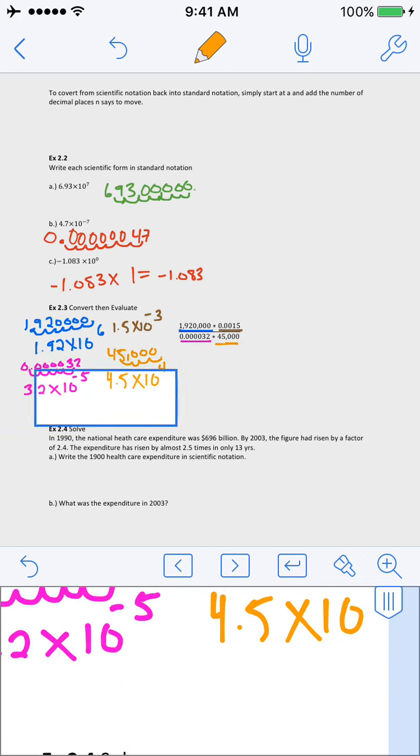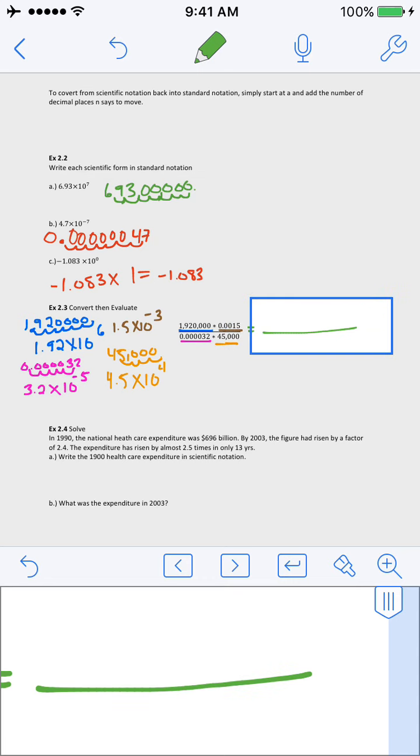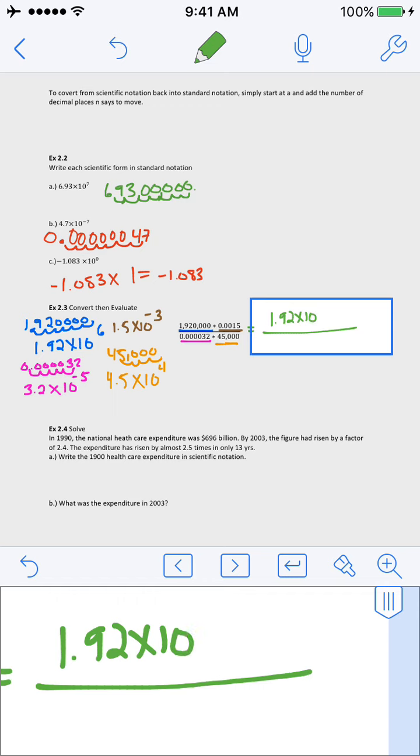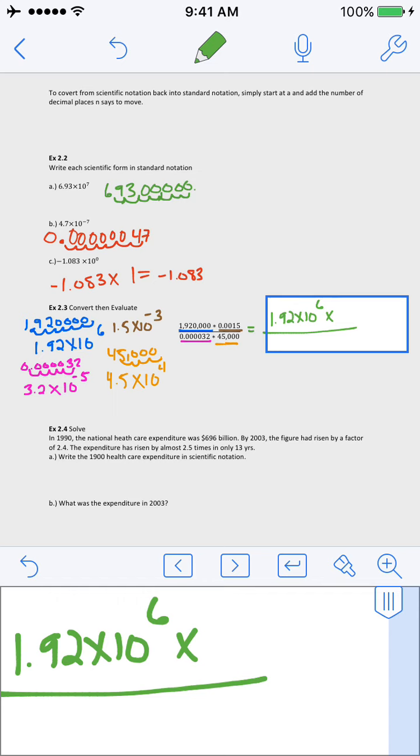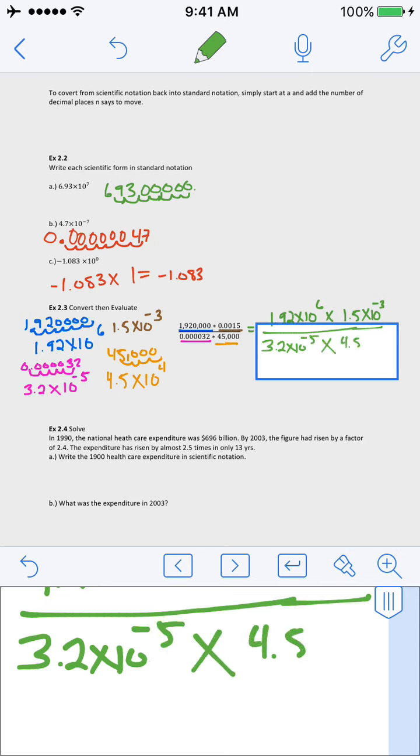Anyways, so now we've got these four numbers, right? We've converted them all. Let's rewrite this whole statement as one big, long fraction of scientific notation. So that blue one was 1.92 times 10 to the sixth times, and I'm going to use this one to show you that it is still just times all the way across the board, 1.5 times 10 to the negative 3 over 3.2 times 10 to the negative fifth times 4.5 times 10 to the fourth.